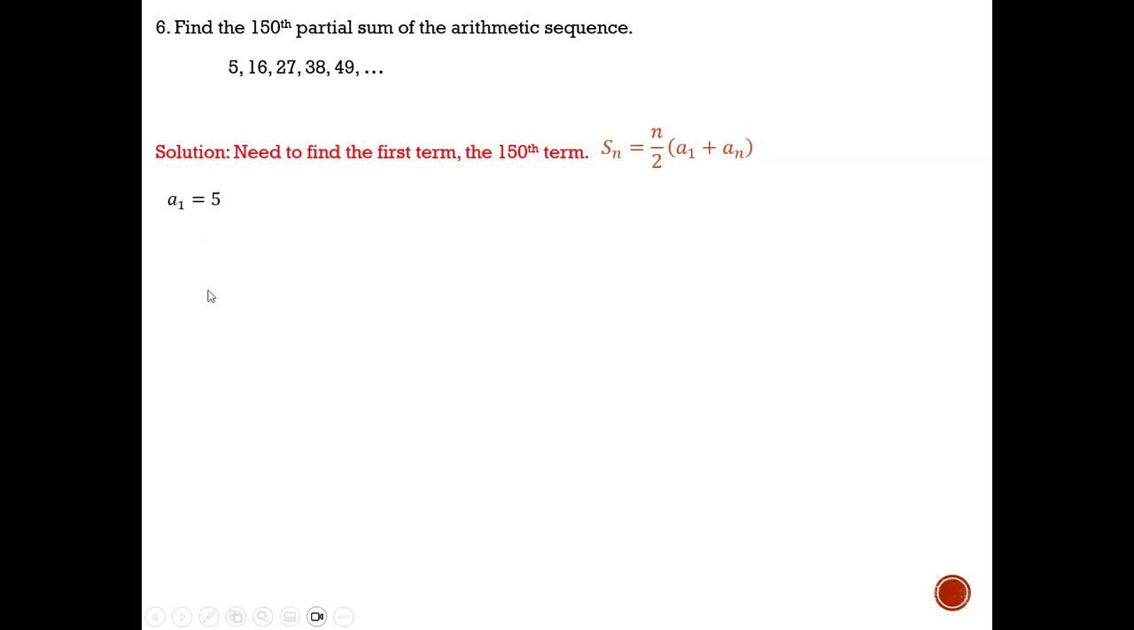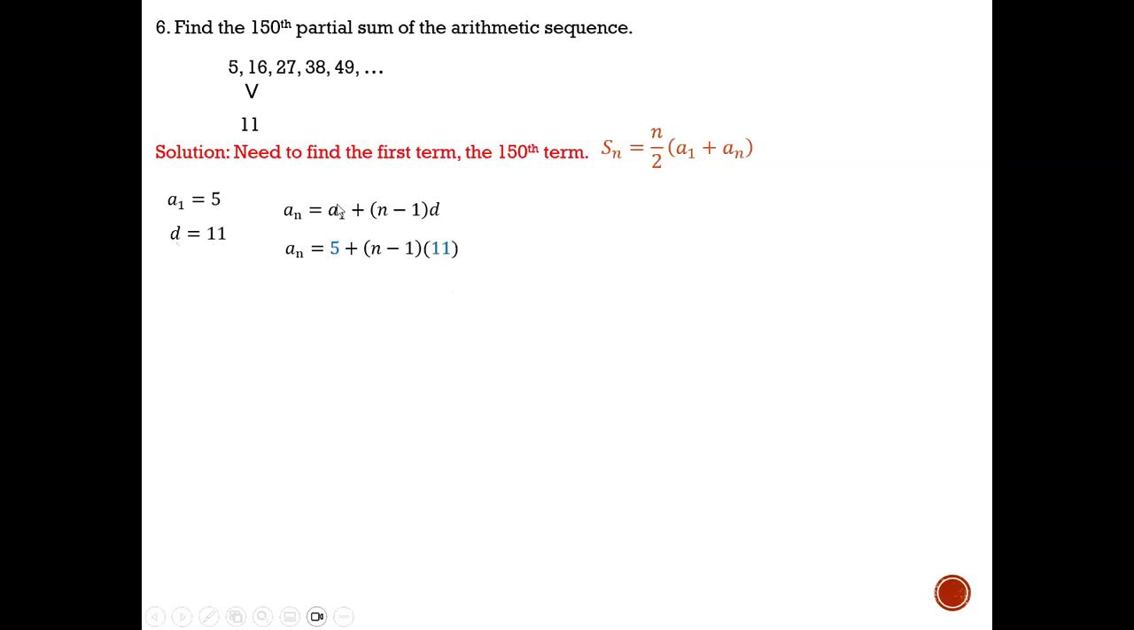I know the first term is 5, so I'm going to use my formula here to help me get the next term, okay? The 150th term. So right here, in order to finish with the formula, I also need D, okay? So I have a sub 1, I can plug that in. D, I'm going to need as well to plug in to find the general formula for this one, right? So how do I find D? Well, I have these terms, I just subtract common difference. So 16 minus 5 is 11. So that should be my D, a common difference.